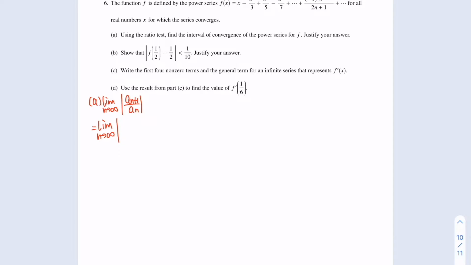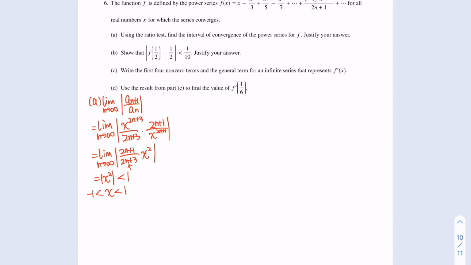So we plug in n equals n plus 1. Negative 1 to the n can be ignored because we have an absolute value. Let's simplify a little bit. (2n plus 1) over (2n plus 3) times x squared. As n goes to infinity, this part goes to 1, so it's x squared. So it should be less than 1, so x is between negative 1 and 1.